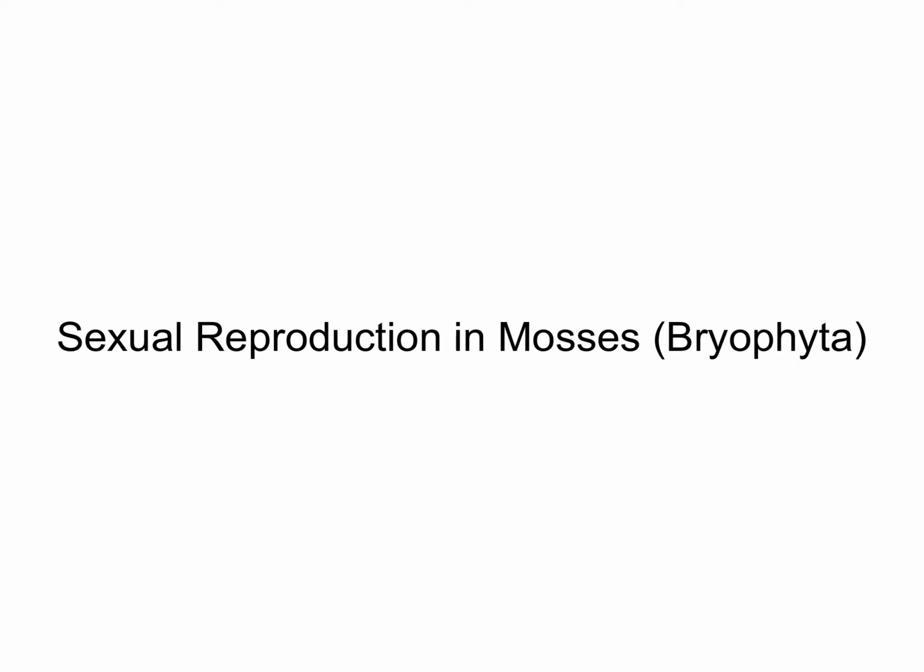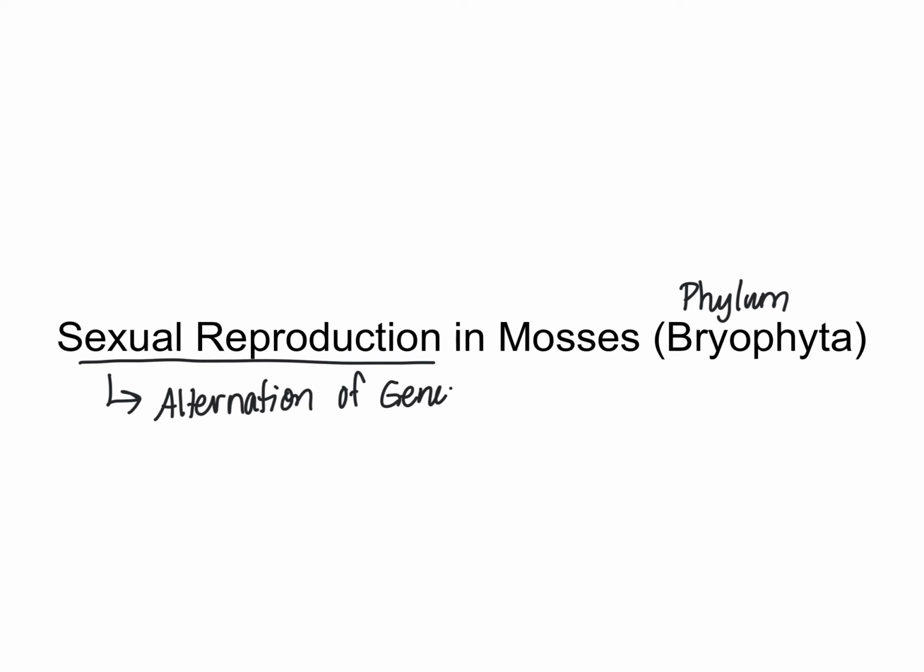In this video, we're going to take a closer look at some of the specifics associated with sexual reproduction in mosses. And remember that mosses are in the phylum known as Bryophyta. When we refer to sexual reproduction, we are referring to that alternation of generations that we talked about in a different video. So this video is going to cover alternation of generations with some of the specifics of what happens in the phylum Bryophyta.